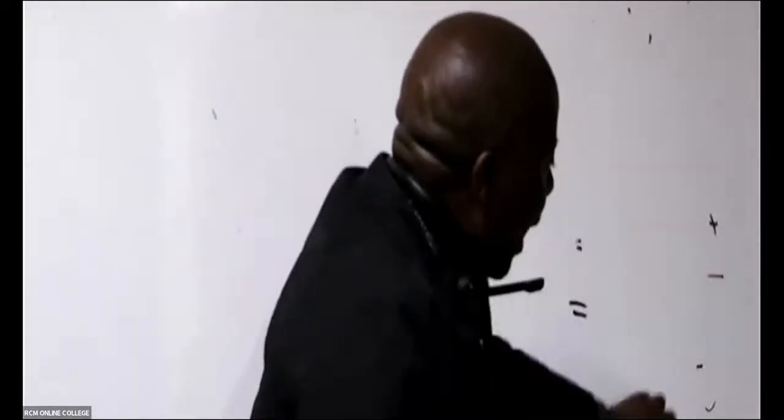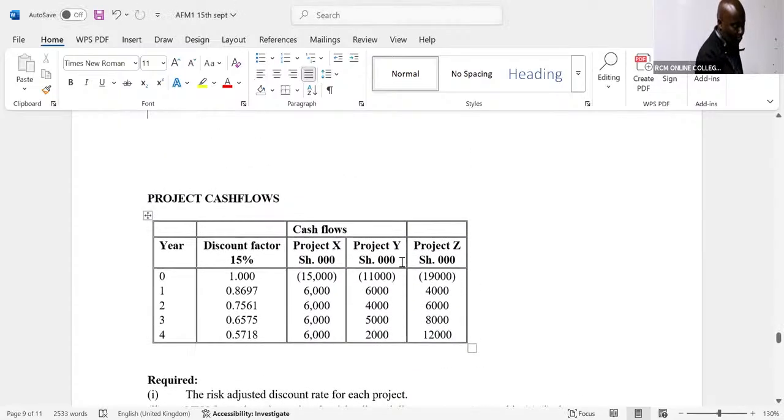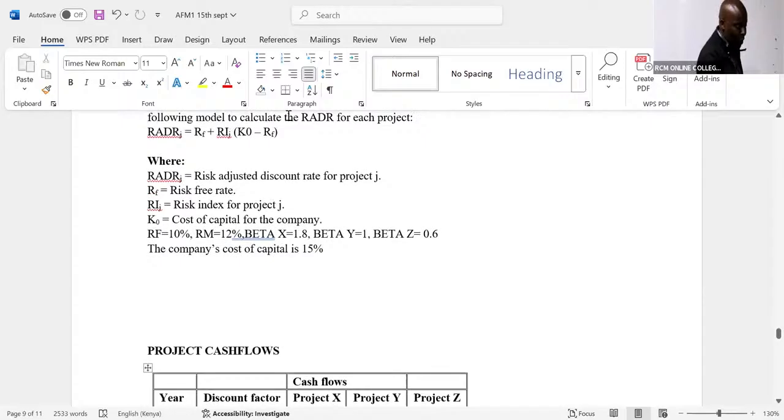So we go to Project Z. Project Z is very straightforward. As I share this handout with you, first of all, let's get the RADR for Project Z, the risk-adjusted discount rate. How do we do that? We have a formula. The RADR is called risk-adjusted discount rate.